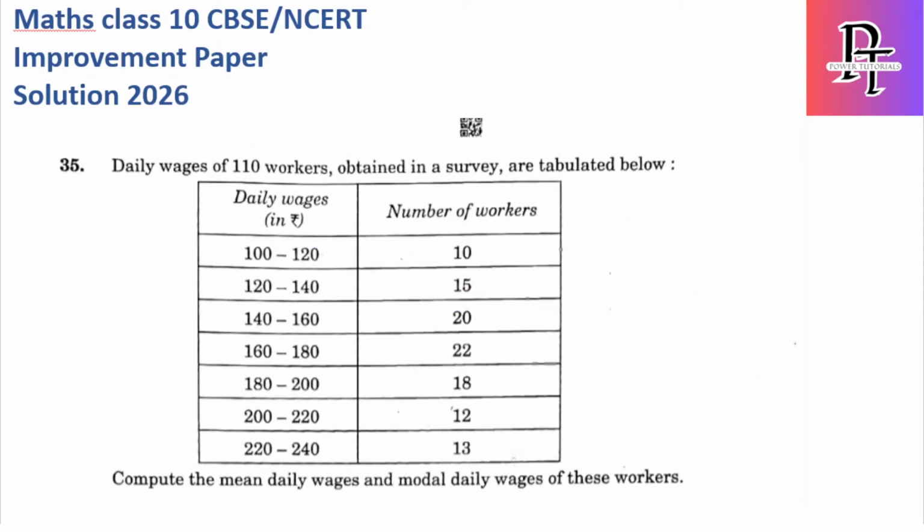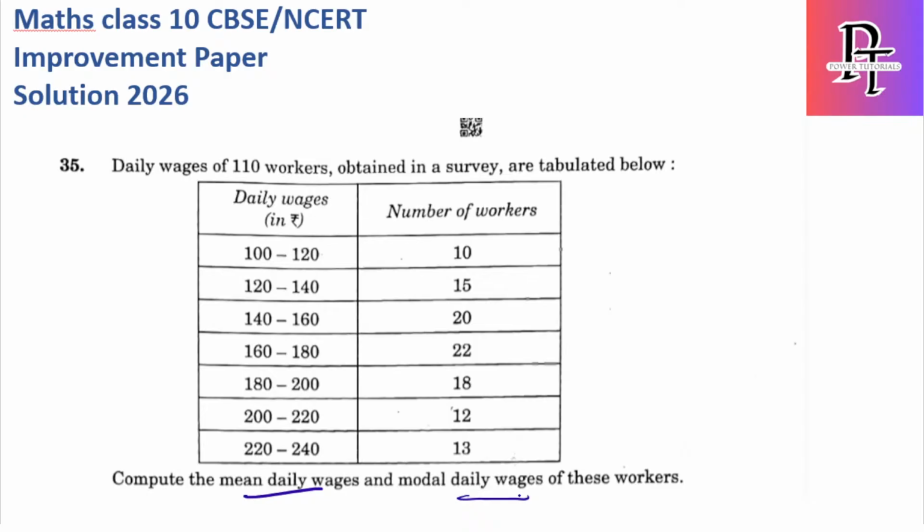Let's move to the next one. So what is the 35th question? Daily wages of 110 workers obtained in a survey are tabulated below. They are asking to compute the mean daily wages and modal daily wages of these workers. So in this question we have to find both mean and mode.